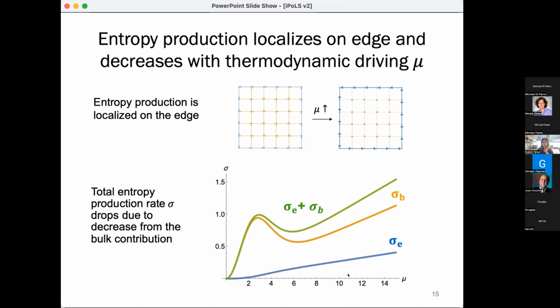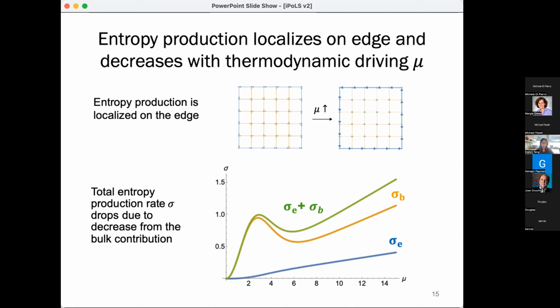And so while we are increasing the driving, we see that the edge entropy production increases, as we expect, because now there's more dynamics on the edge. But then there is a regime in which the bulk drops quite precipitously. That's because there are so many more bulk states than edge states that the decrease in the bulk is much stronger than the increase in the edge. And so the total entropy production decreases, which leads to an interesting regime where we are increasing coherence while decreasing the cost needed to sustain these coherent oscillations.